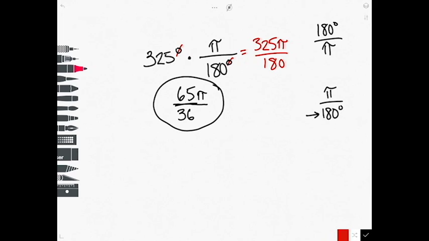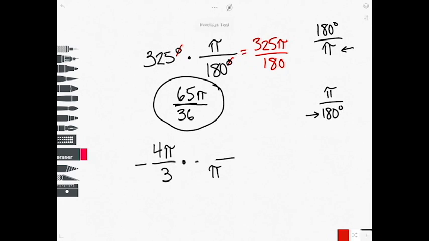All right, well, what about going the other direction? What if I had an angle of negative 4 pi over 3? That's in radians. You see no degree symbol? Any number without a degree symbol, if it's an angle, is in radians. In this case, I want to get out of radians, so I'm going to multiply not by the one with 180 degrees at the bottom, but the one with pi at the bottom, since I'm in radians.